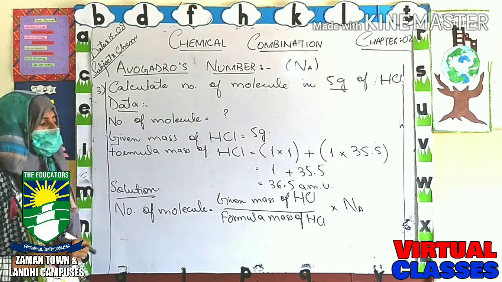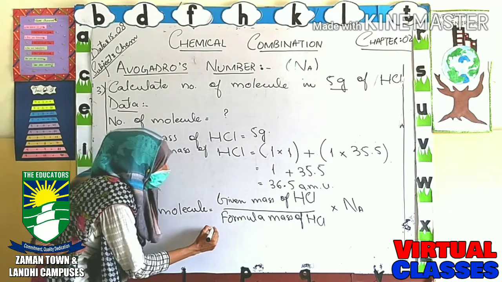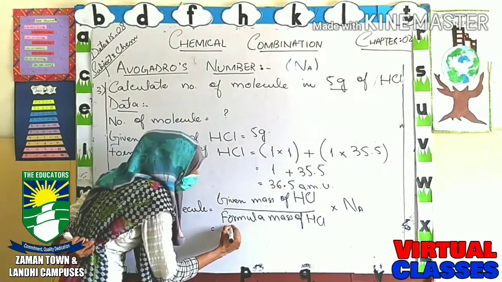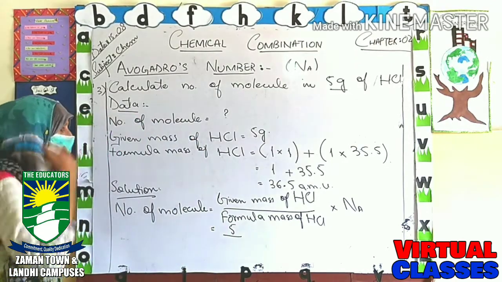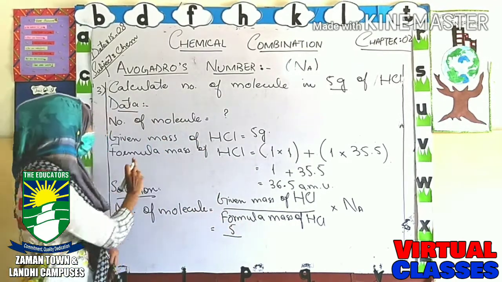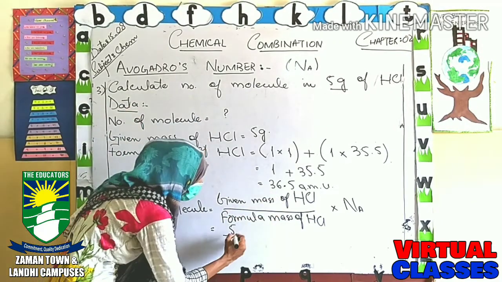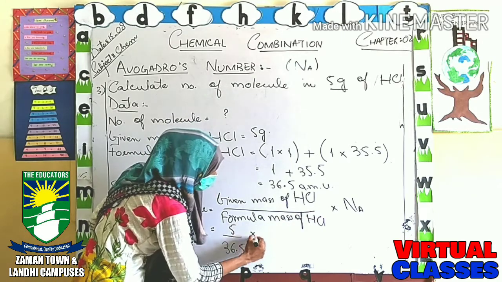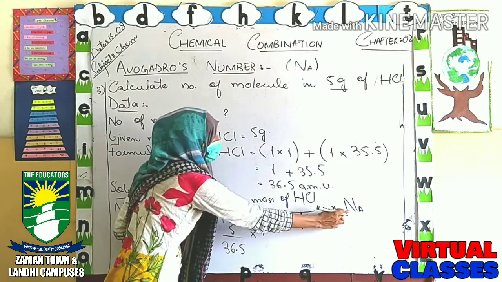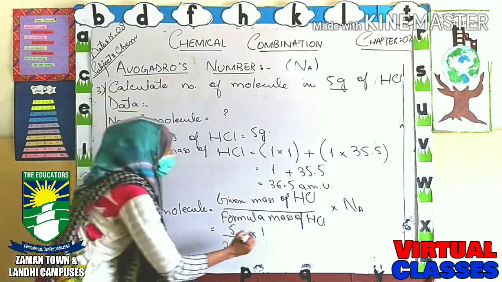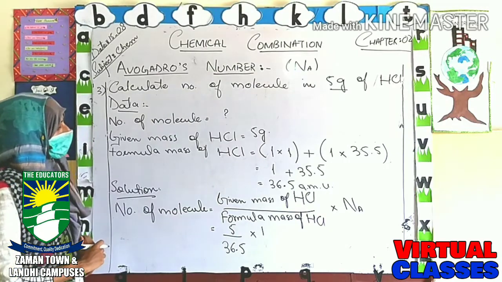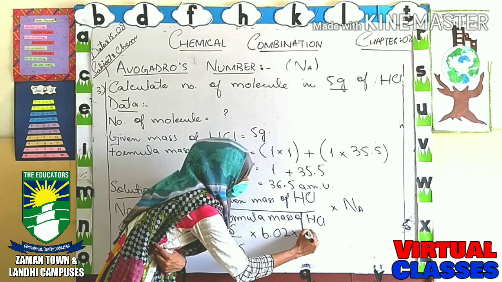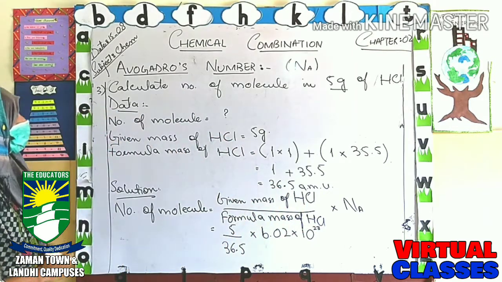Then simply put the values into it. How much is the given mass of HCl? It is 5 gram. And how much is the formula mass? You have calculated it, so the formula mass is 36.5. It would be divided by 36.5. So according to the formula, multiply. And what is the value of Avogadro's constant? That is 6.02 times 10 to the power 23.